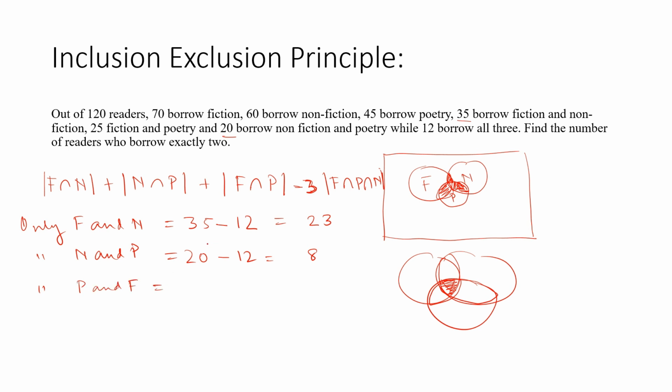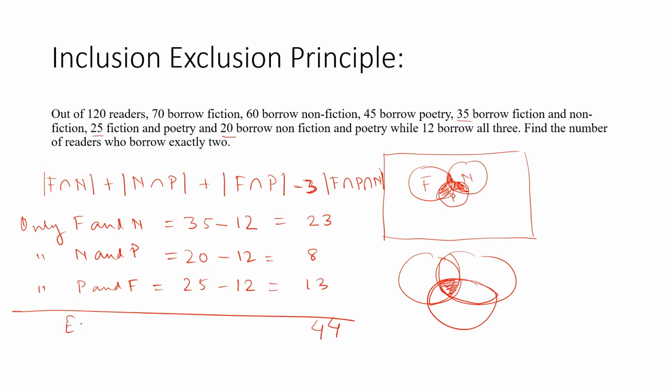Only poetry and fiction. How many of them borrow this? 25. 25 minus 12. 12 means all the three. So it is 13. Now you have to add them together. We will get 23 plus 8, that is 31, and here we have 13, so 44.